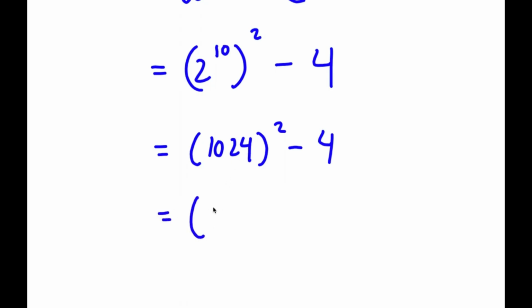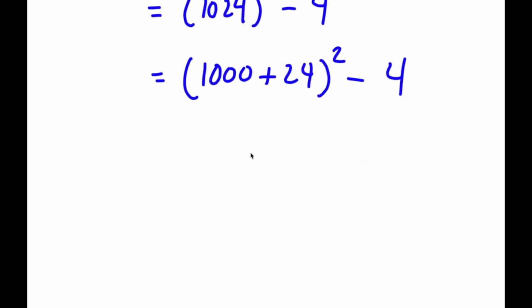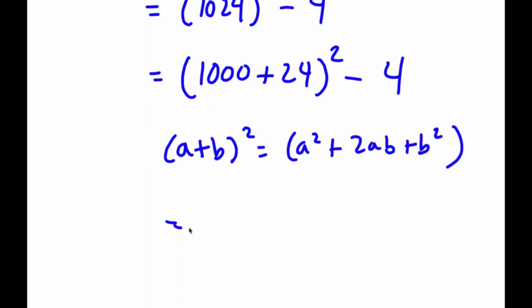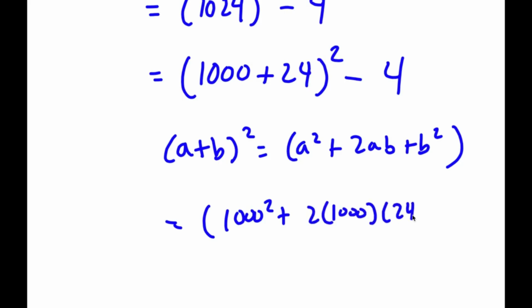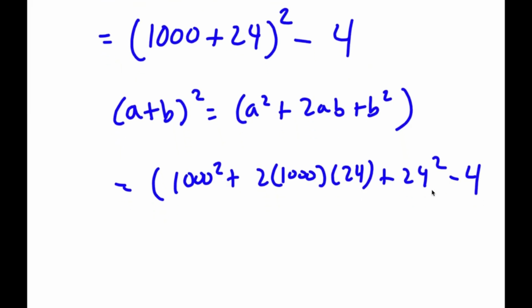1024 I can rewrite as 1000 plus 24. So now I have 1000 plus 24 squared. Now I have this minus 4. Now if I have something in the form a plus b squared, this is equal to a squared plus 2ab plus b squared. So 1000 plus 24 squared, that's going to equal 1000 squared plus 2 times 1000 times 24 plus 24 squared. Now I have this minus 4.